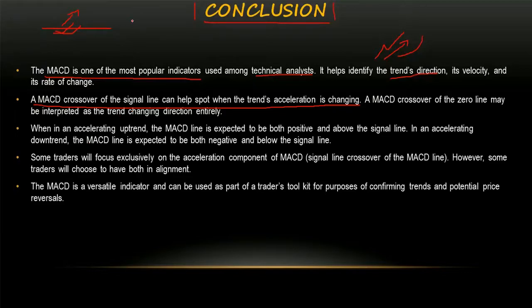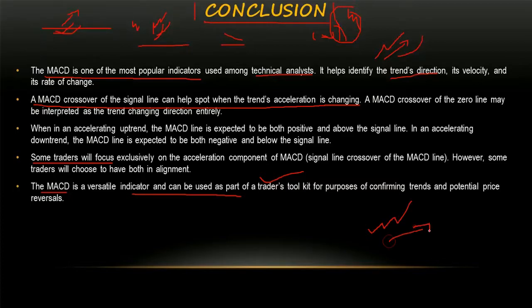When in an accelerating uptrend, the MACD line is expected to be both positive and above the signal line. In an accelerating downtrend, the MACD line is expected to be both negative and below the signal line. Some traders will focus exclusively on the acceleration component of MACD crossovers. However, some traders will choose to have both in alignment. The MACD is a versatile momentum oscillator indicator and can be used as part of a trader's toolkit for purposes of confirming trades and potential reversals.